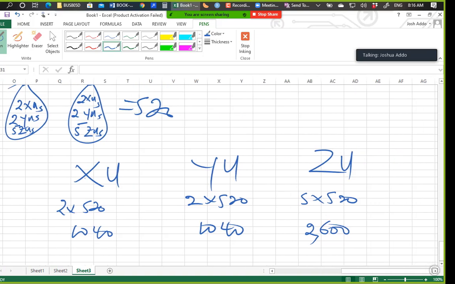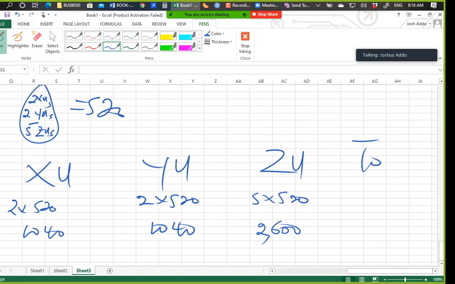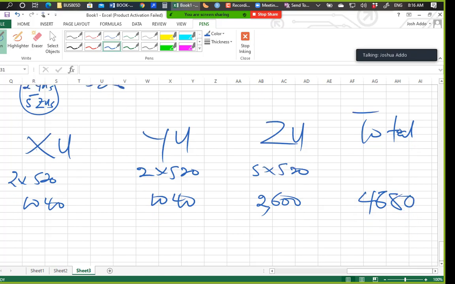That will also mean that if you are interested in finding the total individual product, then it is 1,040 plus 1,040 plus 2,600. That will be about 4,680. 4,680. Good. Good. Okay.